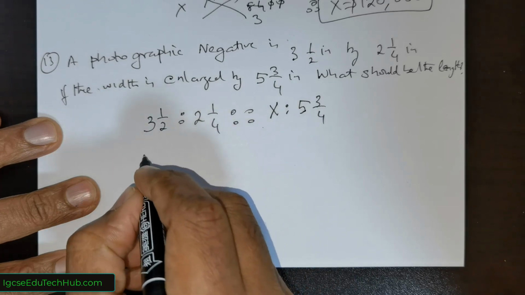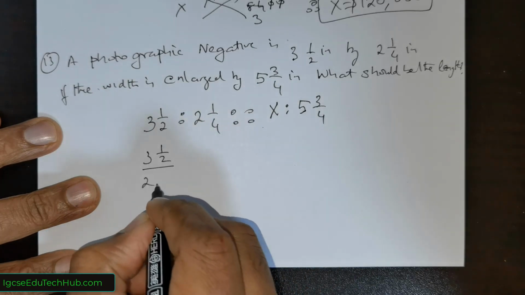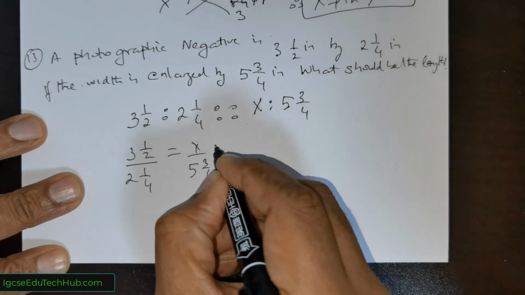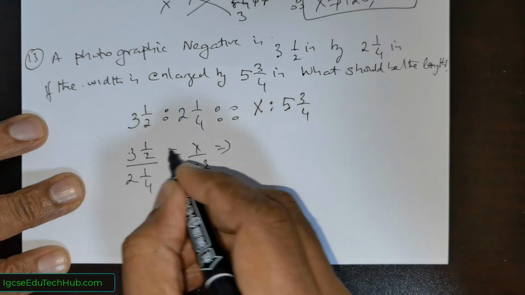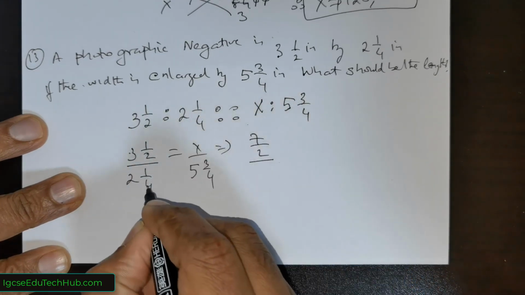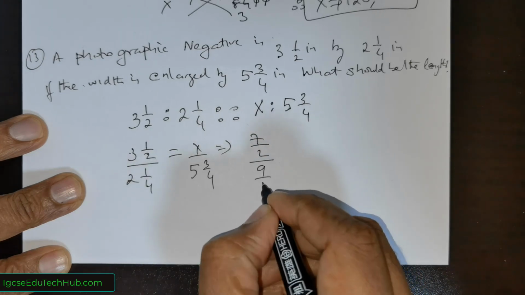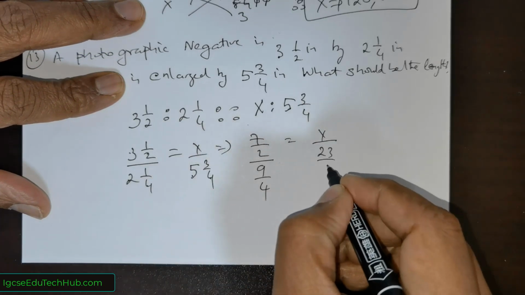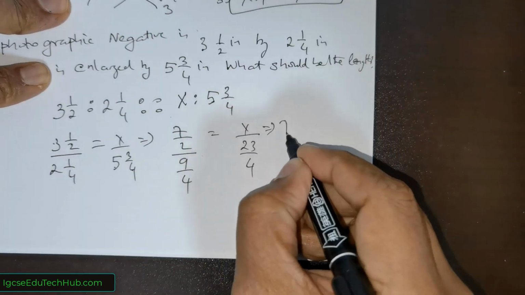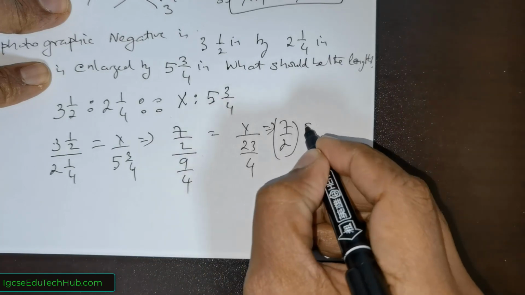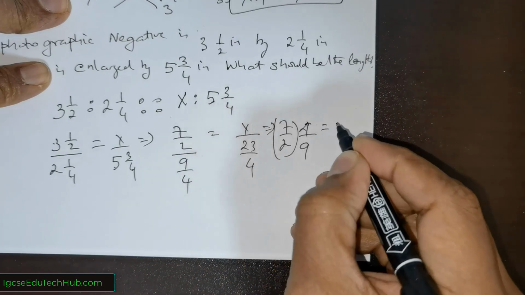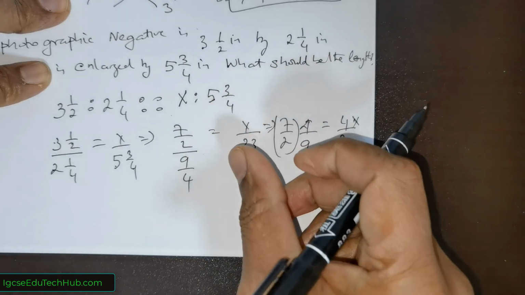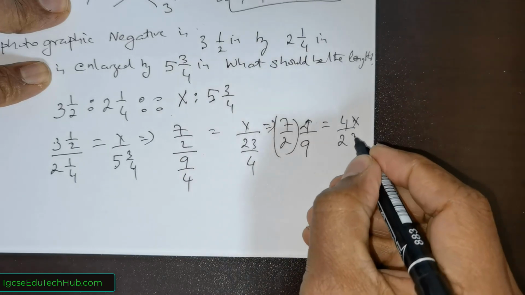So the entire representation will have the following equation: 3 and 1 over 2 divided by 2 and 1 over 4 is equal to X over 5 and 3 over 4. This can be rewritten as 3 times 2 is 6, 6 added with 1 is 7 over 2 divided by 4 times 2 is 8, 8 added with 1 is 9 over 4 is equal to X over 4 times 5 is 20, 23 over 4. You flip this, this is going to be 7 over 2 and 4 over 9 is equal to 4 times X divided by 23.